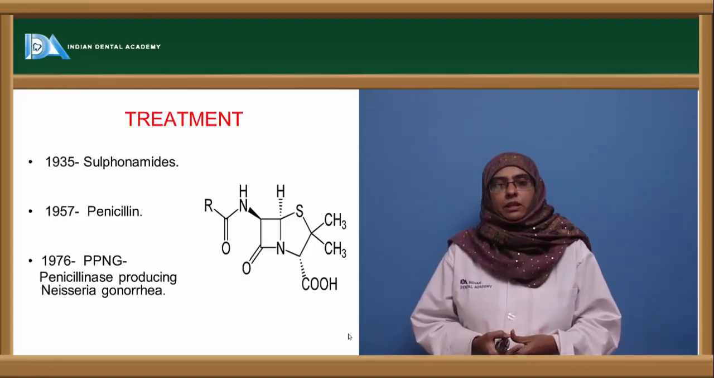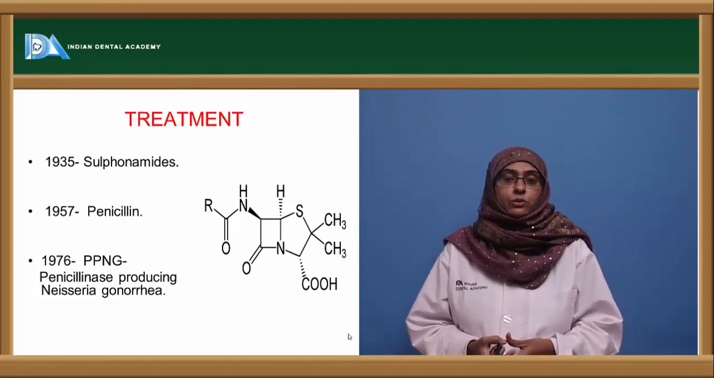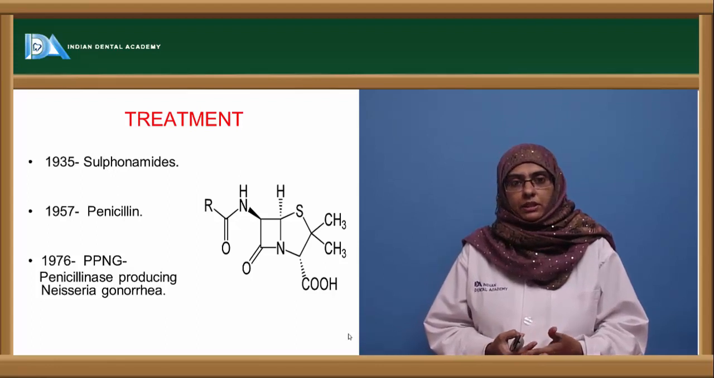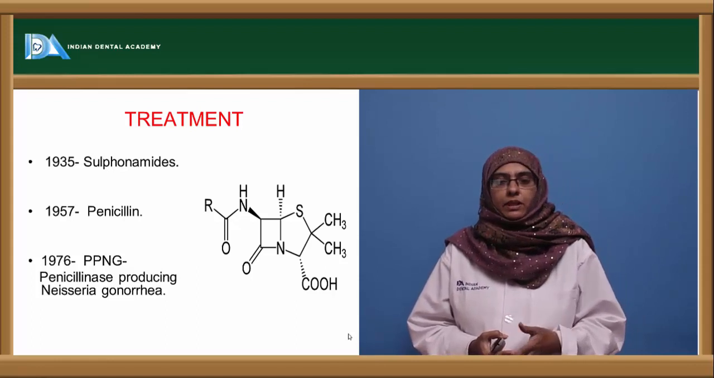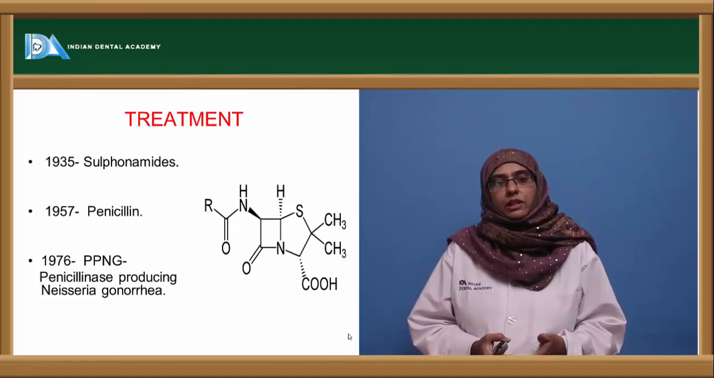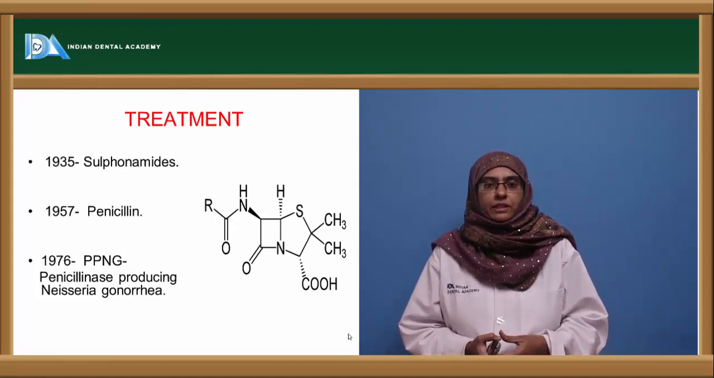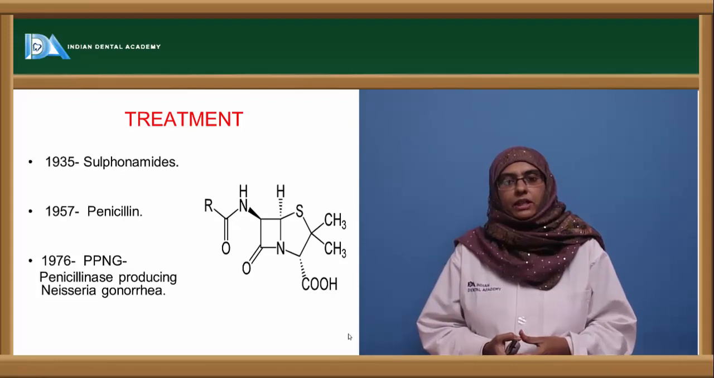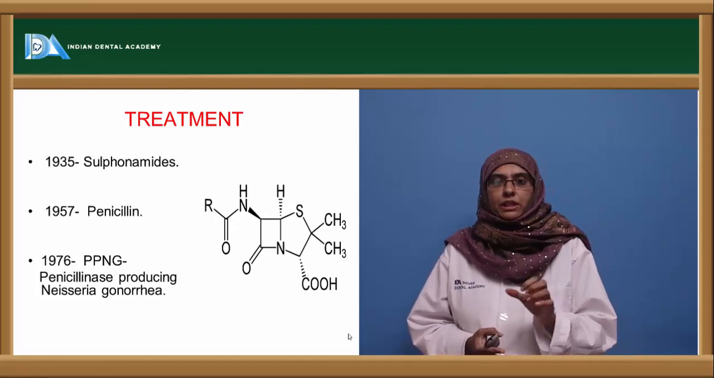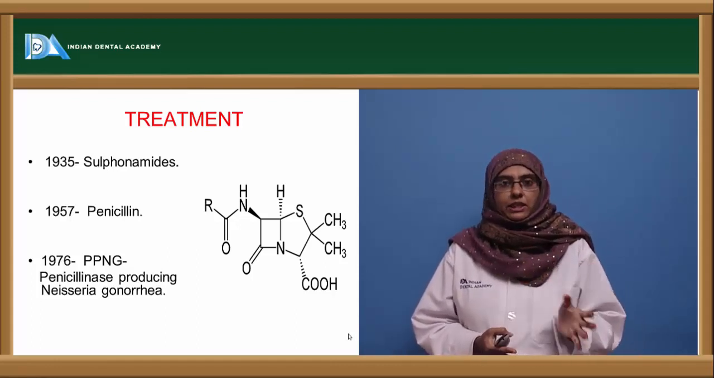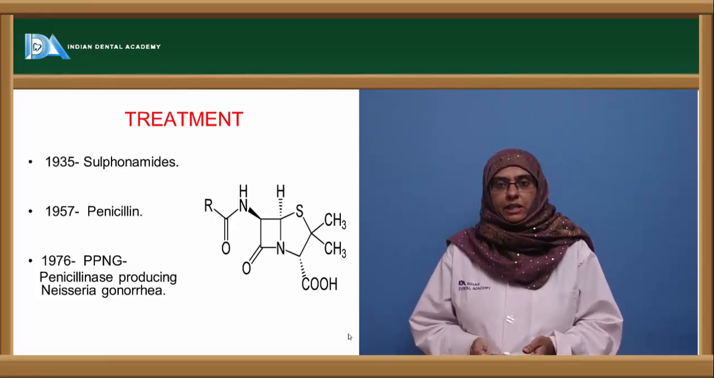Coming to the treatment side of this disease, in 1935, sulfonamides were mostly used to treat people with gonococcal diseases. So there was a sudden decline in the disease caused by gonococci, and later, because of the development of resistance against the sulfonamides, the treatment shifted to penicillin in 1957. And recently we have found that a specific group of organisms, penicillinase-producing Neisseria gonorrhoeae, has developed, which is able to bring about resistance against various beta-lactam antibiotics.